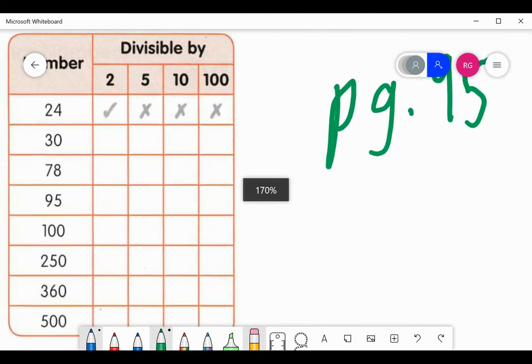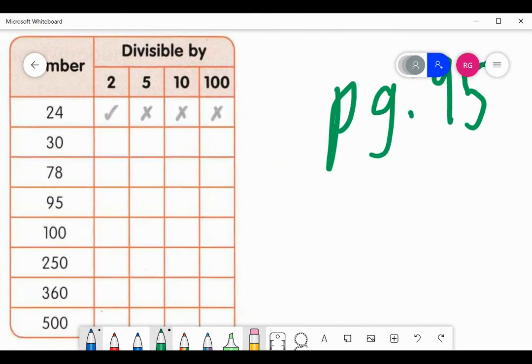Okay. So we need to decide whether or not the number 30 is divisible by the number 2. It sure is. How about 5? Yes. 10? Yes. And 100? No. And then how about the number 78? Yeah, we can divide that by 2. The number 5? No, that won't work. How about is 78 divisible by 10? No. Is 78 divisible by 100? No, so just the 2 there.